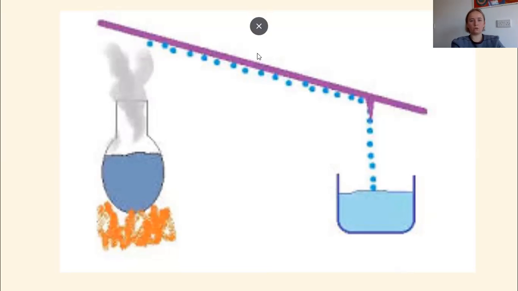So there needs to be a cold surface above it. Think, for example, of a bathroom where somebody's had a really hot shower, and then you'll see water droplets on the mirror.